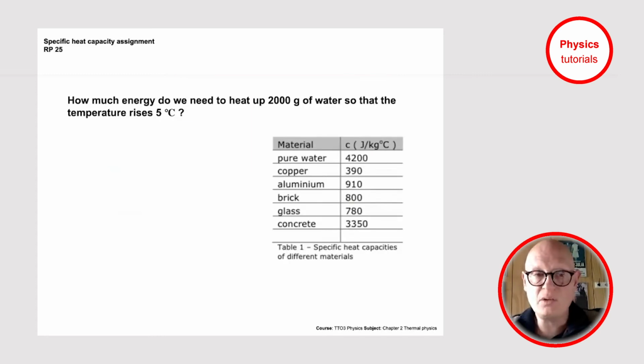This is a question which you can also find in your digital reader on page 25. How much energy do we need to heat up 2000 grams of water so that the temperature rises 5 degrees Celsius? For this question, you can use table 1 with specific heat capacities of different materials. Pause this video to write down your answer in your notebook.